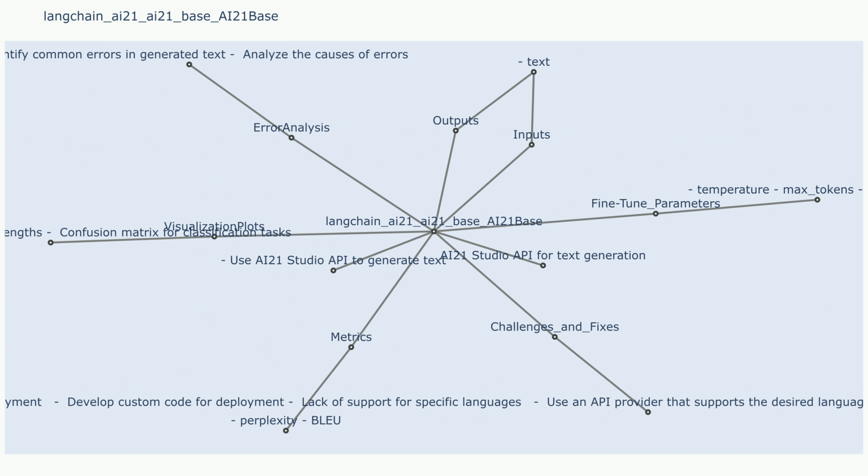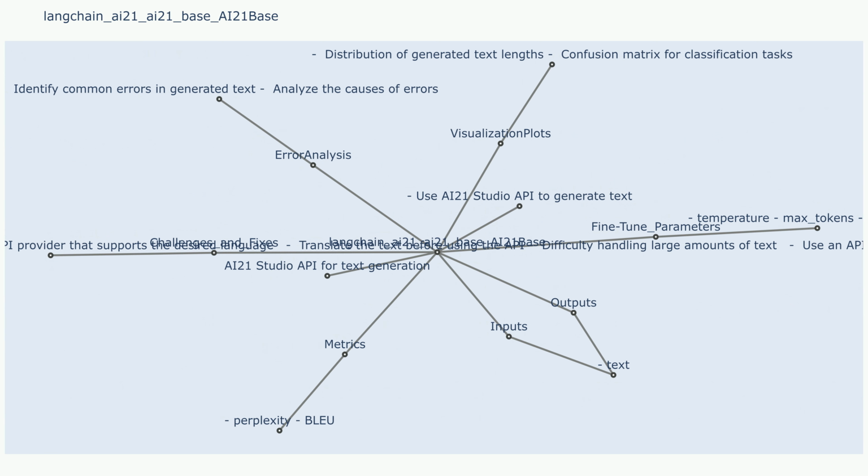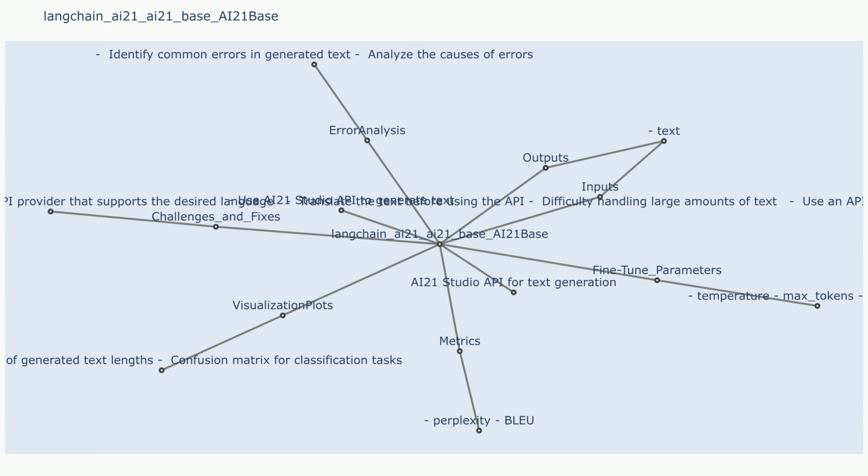Outputs. Text: the AI21 base model generates text in response to the input. This output can be used for a variety of tasks, such as text summarization, question answering, text generation (e.g., writing stories, articles, or code), translation, paraphrasing.